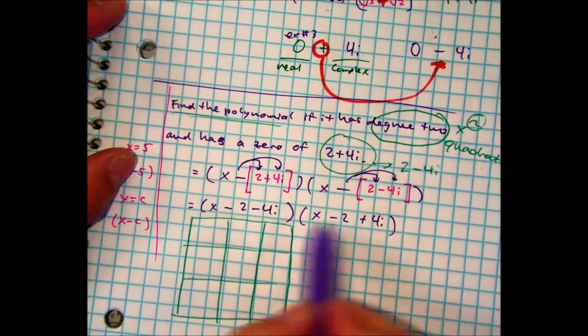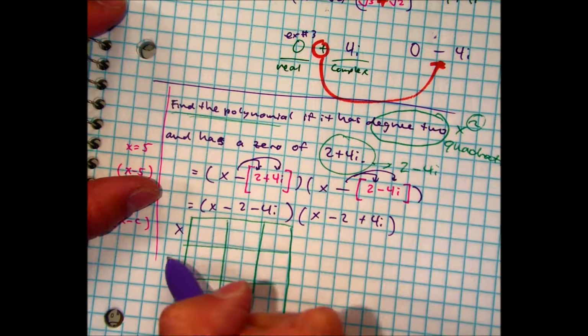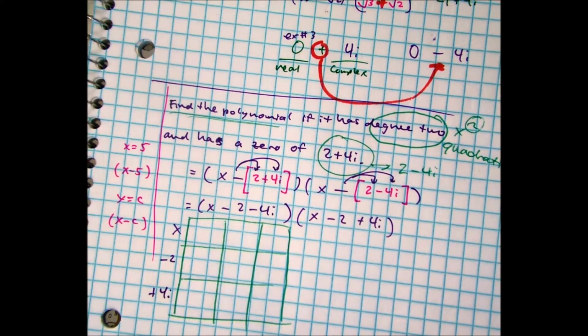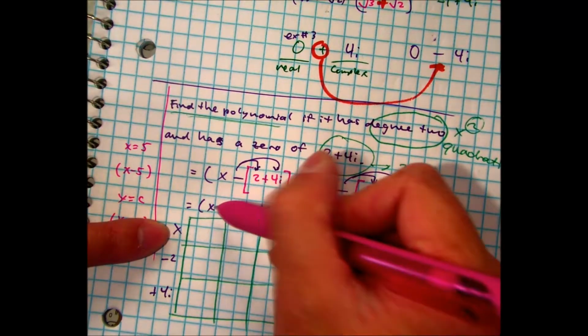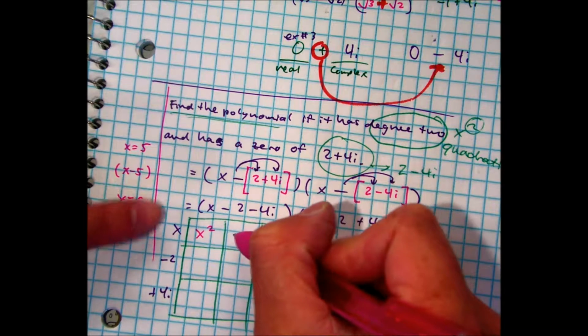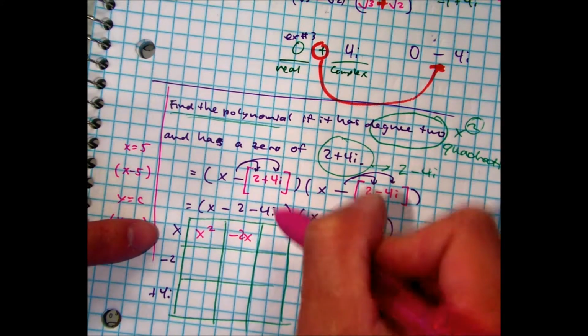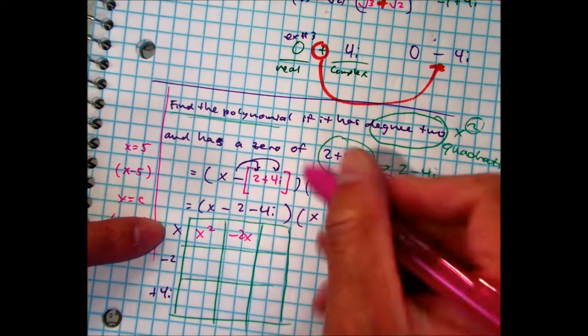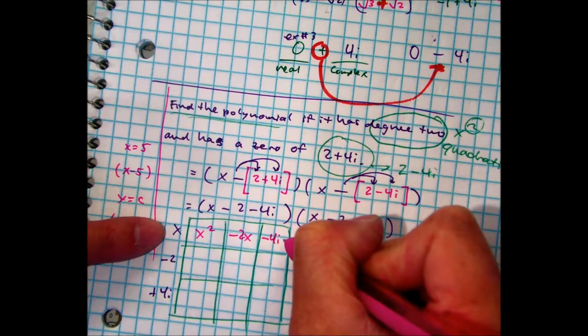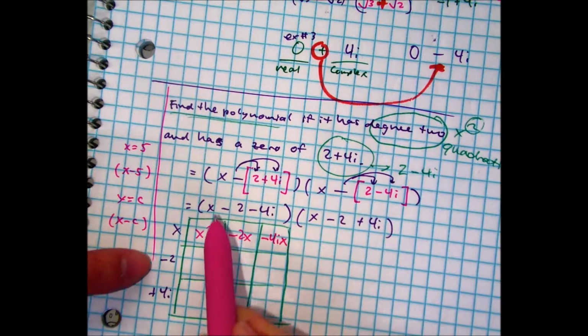So I'm going to write the second one down. It doesn't matter if you switch these. We're going to do the same thing. We're going to multiply, and then we're going to add. Class, x times x is? Negative 2 times x? Negative 4i times x. So we just write it together. Negative 4ix.